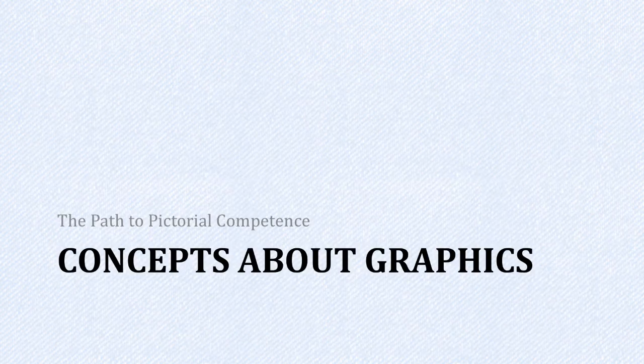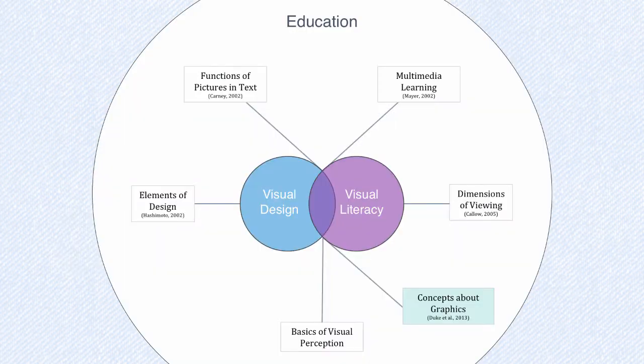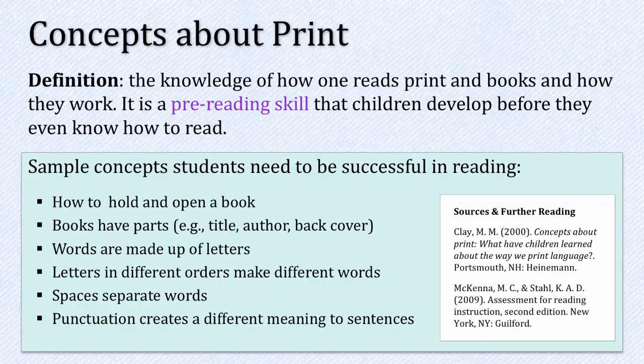Okay, now I want to move on to concepts about graphics. And really here we're adding a new bubble to our Venn diagram, and you can see here it's labeled concepts about graphics. Now, before we can talk about concepts about graphics, I want to talk briefly about concepts about print. The definition of concepts about print, they are the knowledge of how one reads print and books and how they work. It is a pre-reading skill that children need to develop before they even know how to read.